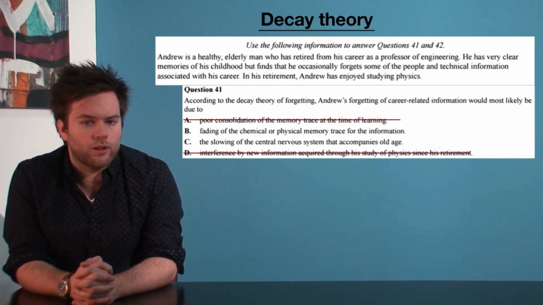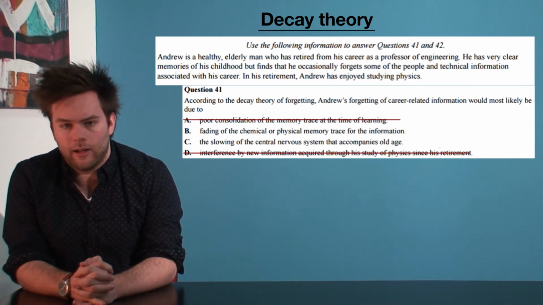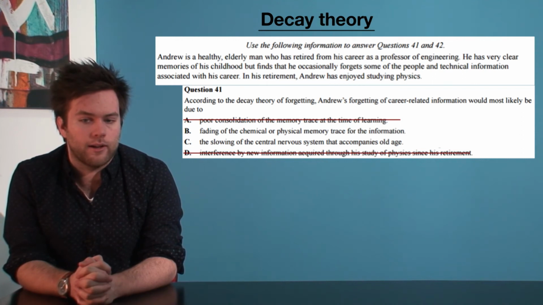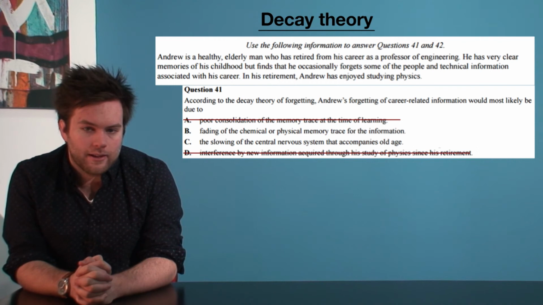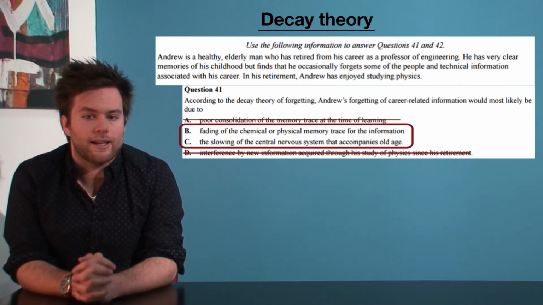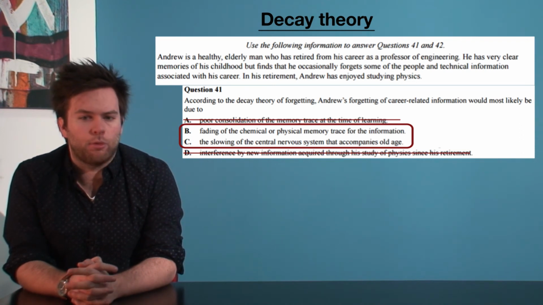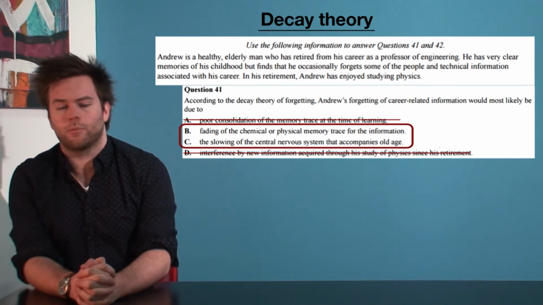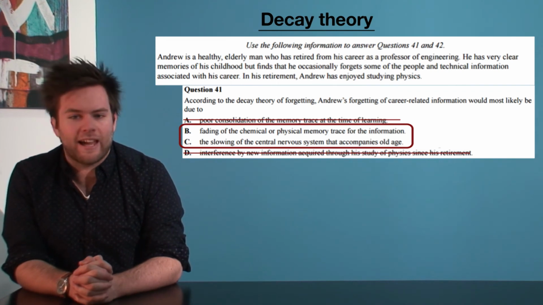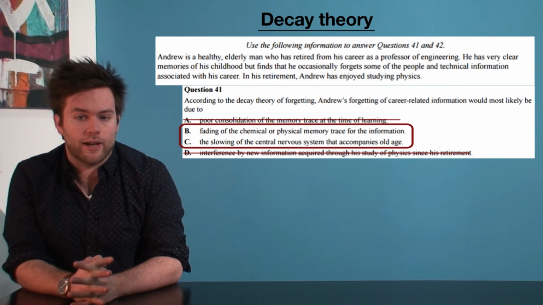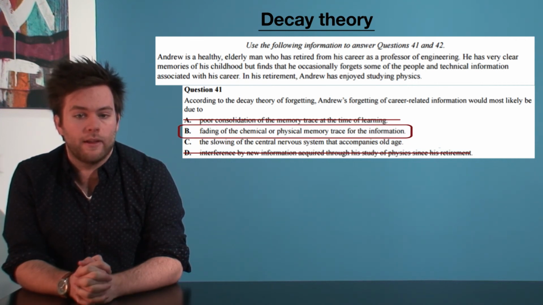Options A and D don't look to be particularly relevant here. The former is more concerned with consolidation rather than retrieving the memory, whereas the latter looks more like the interference theory. So that leaves options B and C. It is true that the central nervous system may slow a little with age, but remember that we want to be as specific as possible with our response. The decay theory is biological. It suggests the physical memory trace in question degenerates over time. The answer here, then, will be option B.